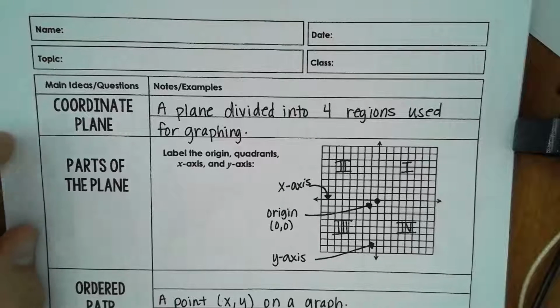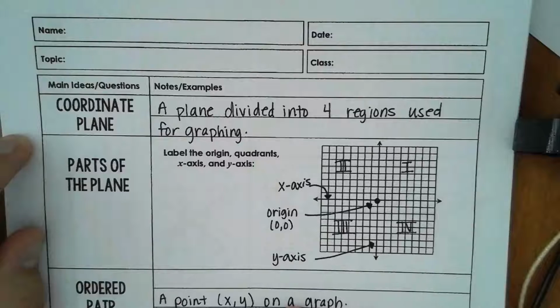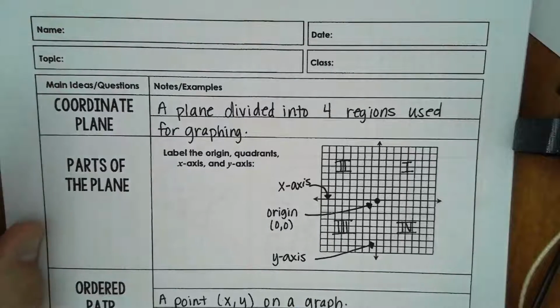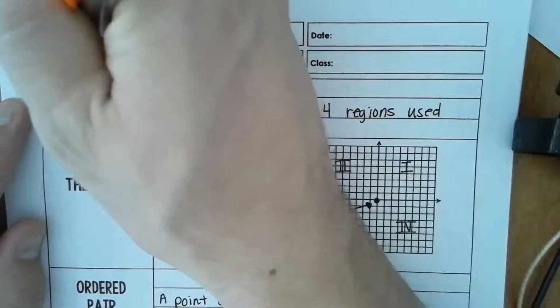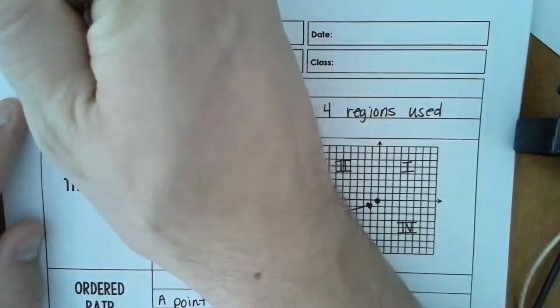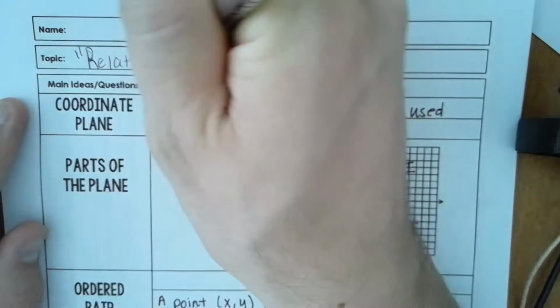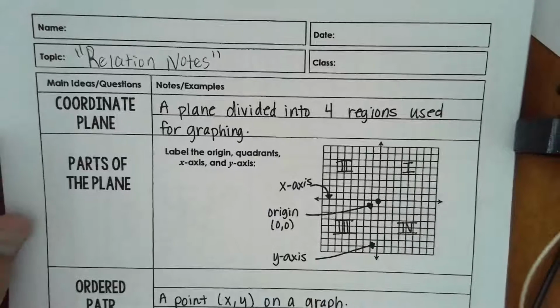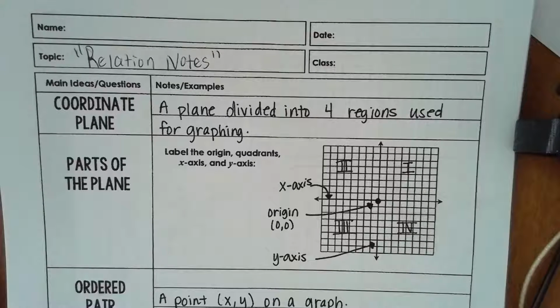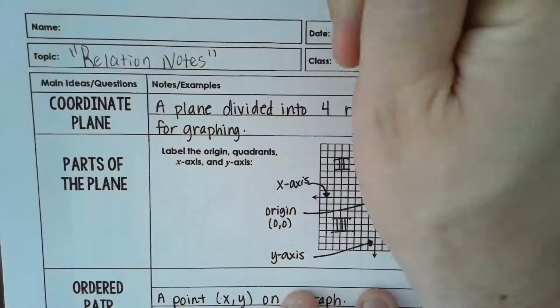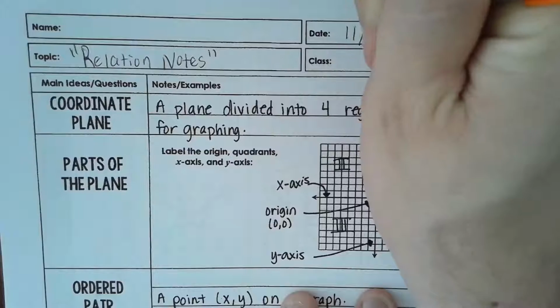Alrighty guys, so this notes page is actually in Google Classroom and it's called, I hope my pen doesn't die on me, just relations notes. Once again, it's a Google Slide in Google Classroom and it's under videos and notes. Okay, and today's date is the 19th.